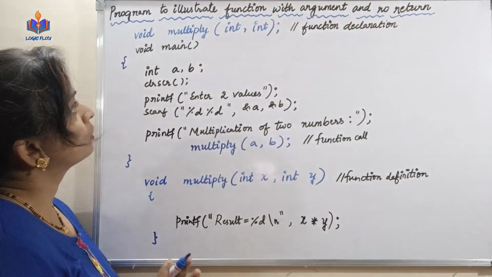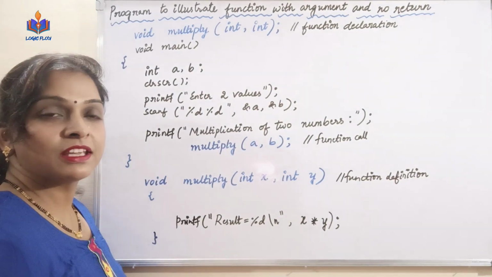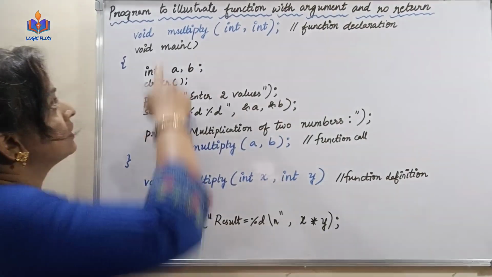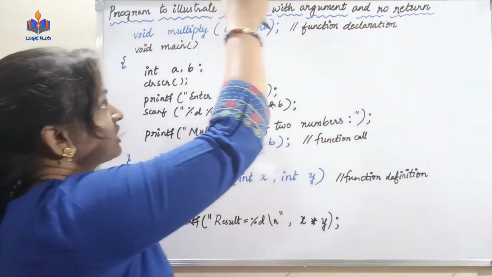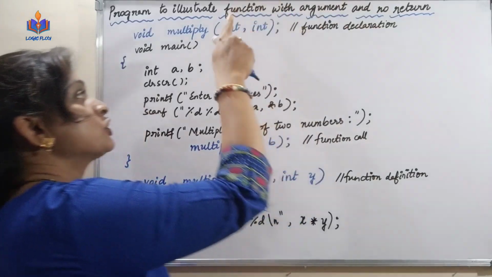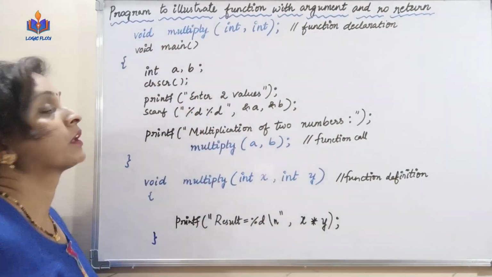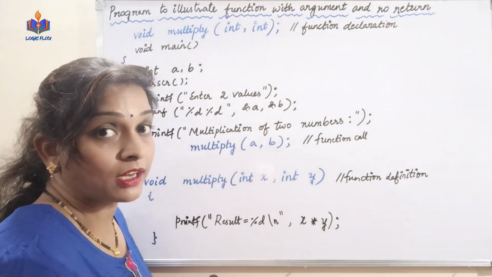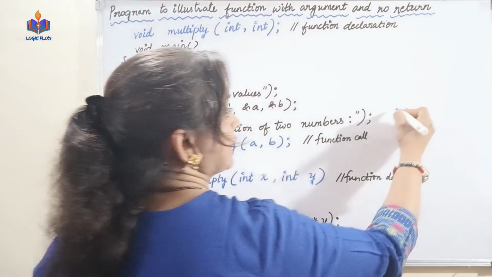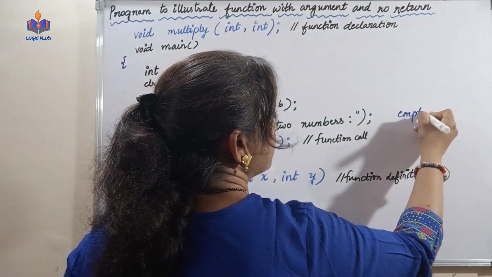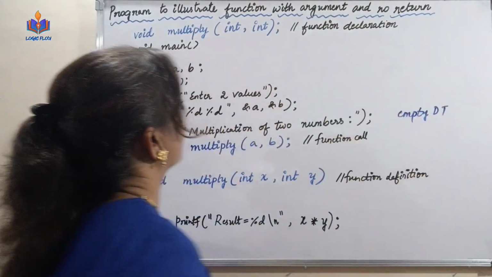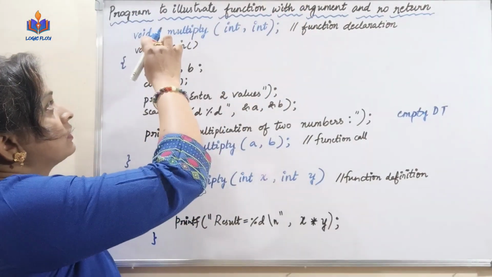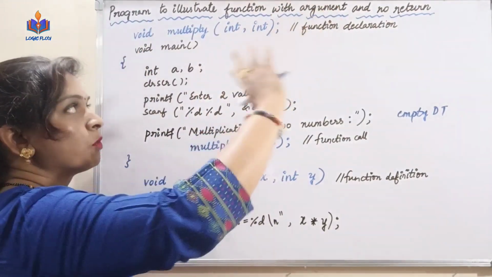A very simple program. Here we are seeing multiplication of two numbers and the function name is multiply. Look at the return type here. It is a program to illustrate function with argument and no return. So it should have arguments but no return type. How do we indicate that it is not returning any value? It is represented by void. Void is called the empty data type. Now in the declaration part, the function name is multiply, the return type is void, and it is taking two arguments, both of integer type.